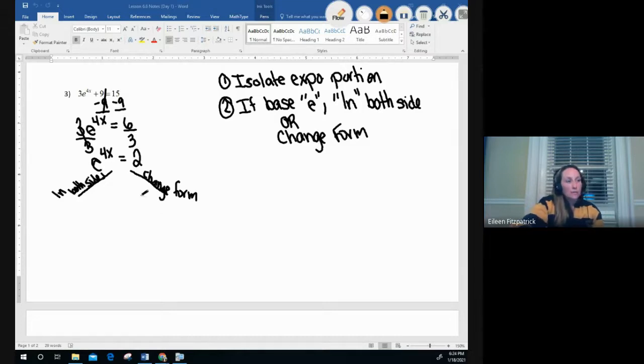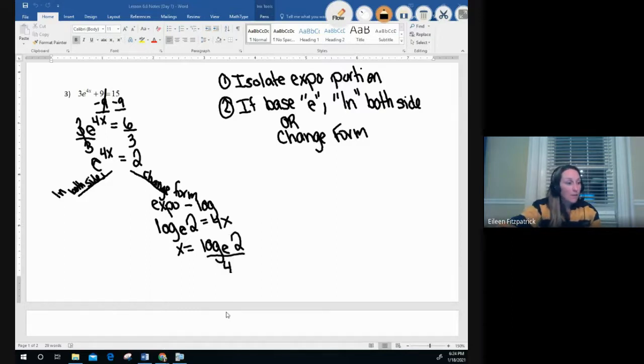So this is expo form. You're in expo form. You're going to go to log form or natural log form. Doesn't make a difference. Base raised to an exponent equals the answer. I'm going to go log base e of 2 equals 4x. The goal is to get x by itself, so divide both sides by 4. So x is going to equal log base e of 2 divided by 4.